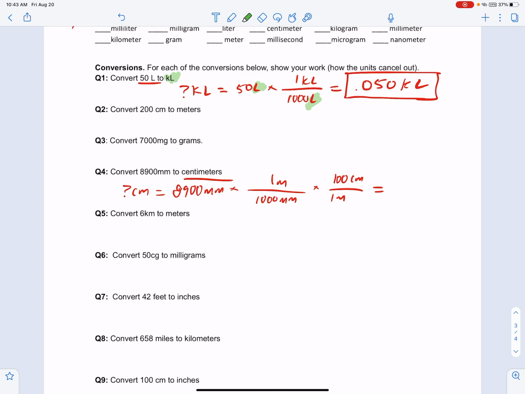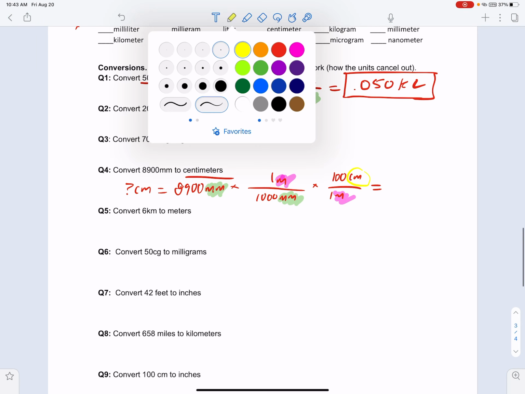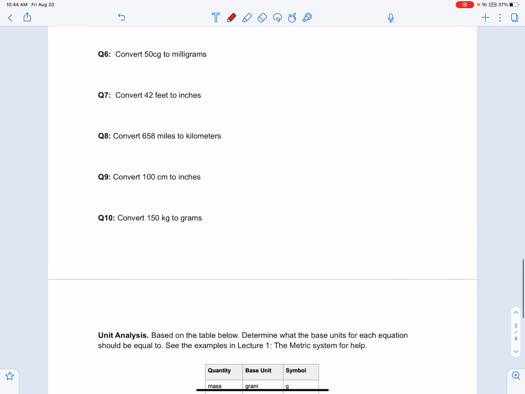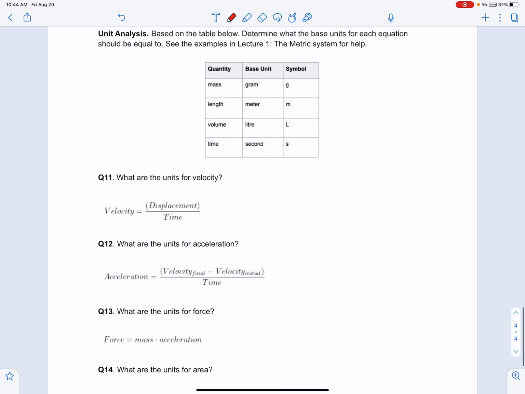So that is our overall conversion. Let's take a look at the dimensional analysis. Millimeters and millimeters cancel out. Perfect. Then we have our meters and meters cancel out, our intermediate step. And what are we left with? We're left with centimeters. So our answer is 8,900 divided by 1,000 times 100, so 890 centimeters. All right, cool. Let's move on to talking about these ones down here. Questions 11, 12, and 13 are in the lecture that we did on Thursday, so I'll let you guys do those ones.